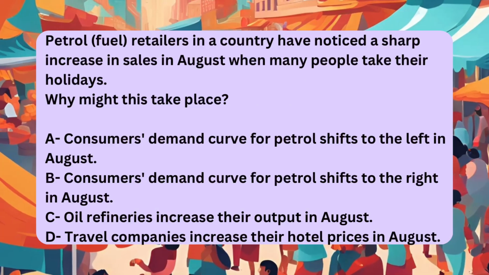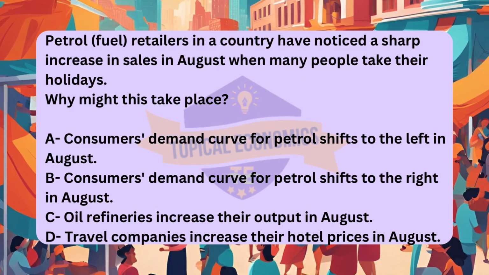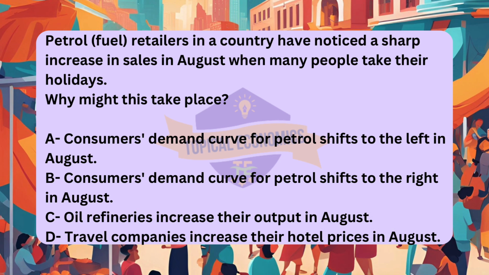Moving to question 5. Petrol, fuel, retailers in a country have noticed a sharp increase in sales in August when many people take their holidays. Why might this take place? A. Consumers' demand curve for petrol shifts to the left in August. B. Consumers' demand curve for petrol shifts to the right in August. C. Oil refineries increase their output in August. D. Travel companies increase their hotel prices in August. This question is from year 2018 October, November, version 2.